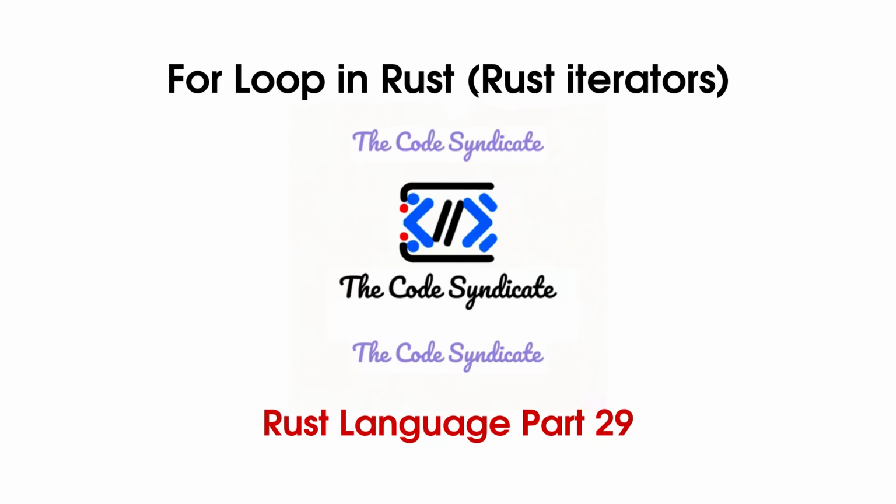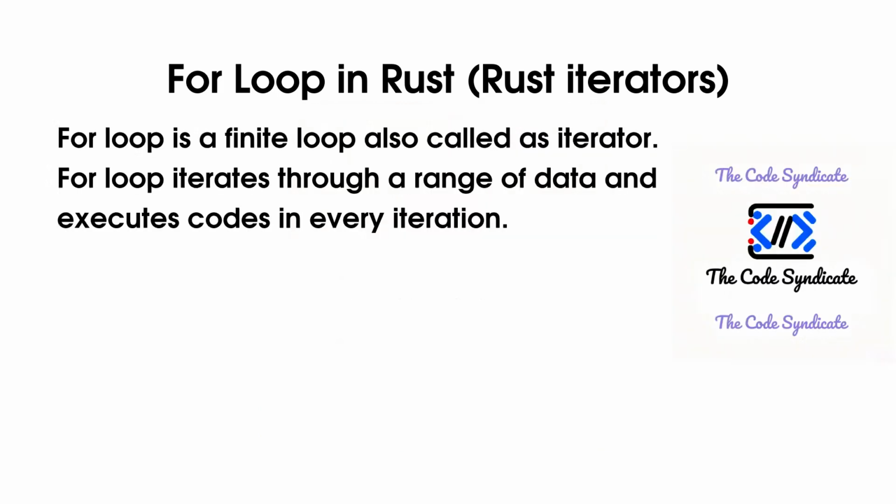Today we will discuss for loop in Rust. For loop is a finite loop, also called an iterator. For loop iterates through a range of data and executes code in every iteration. Let's see this with an example.